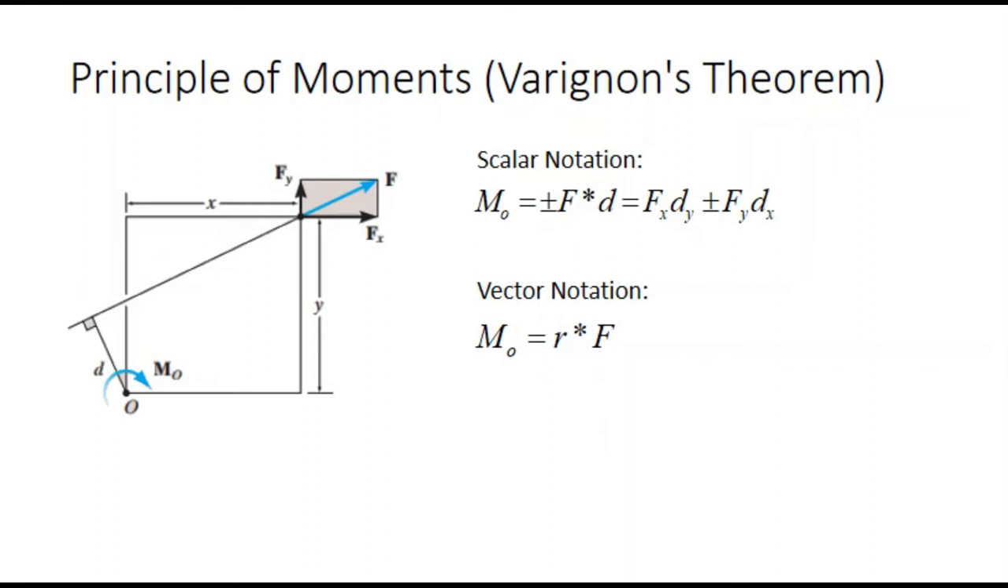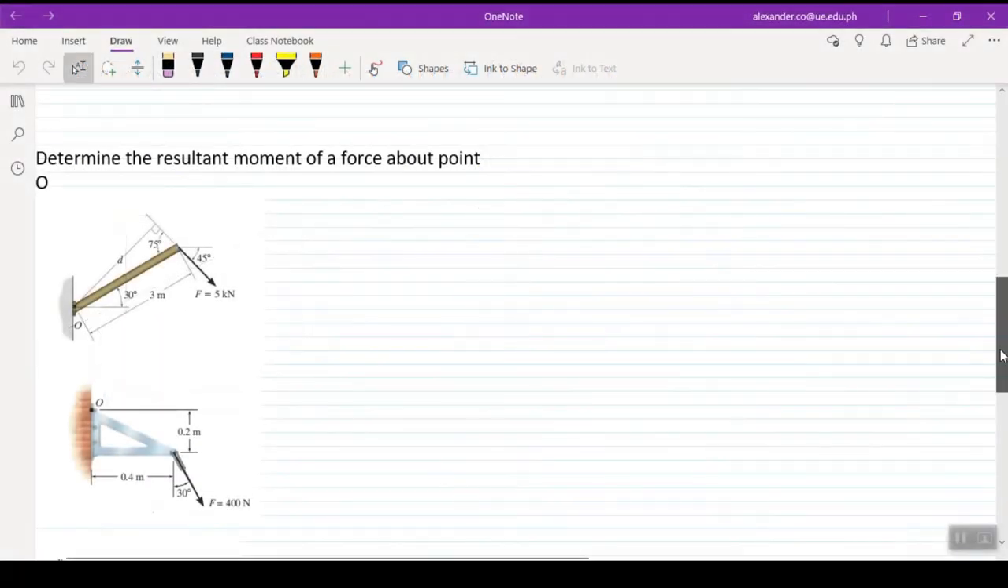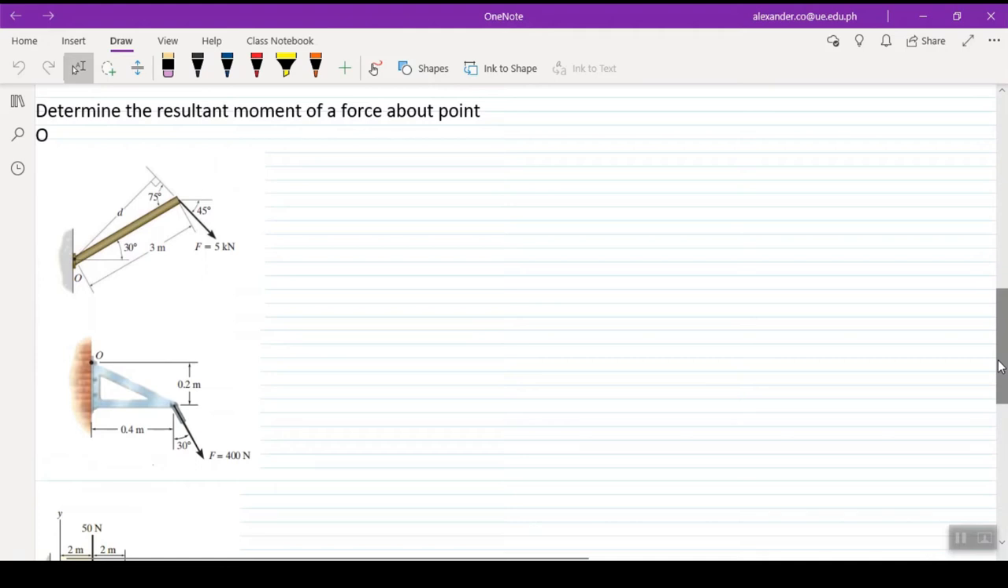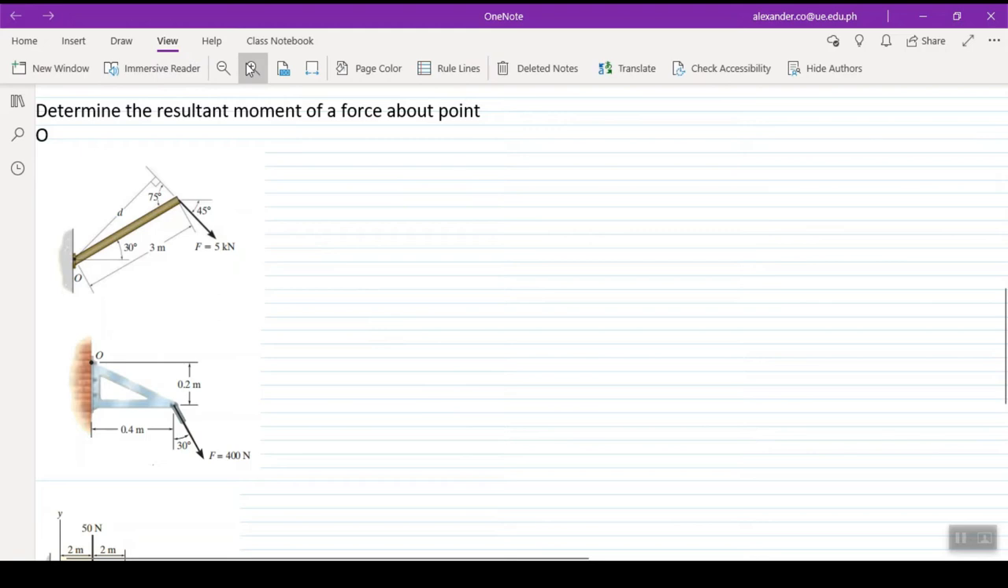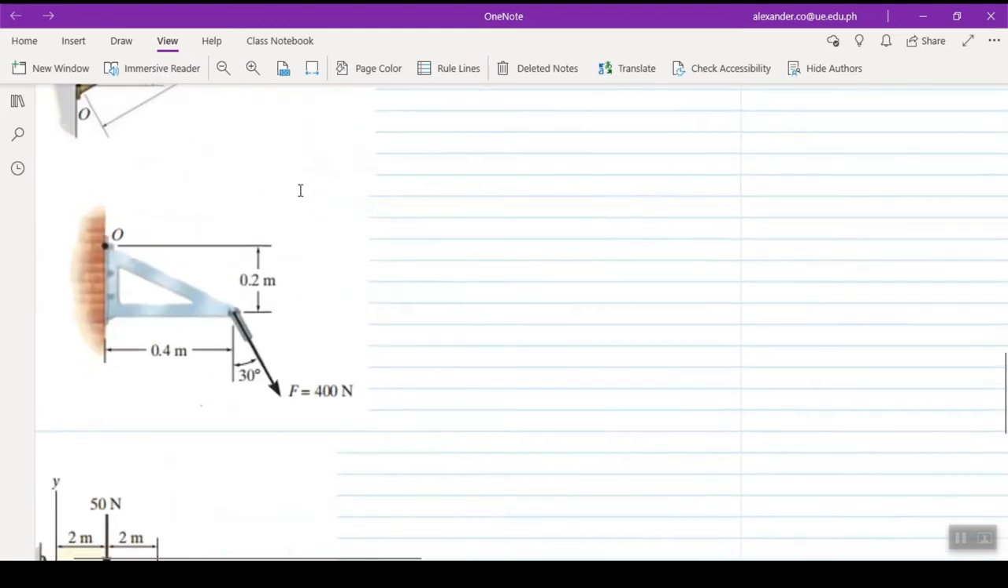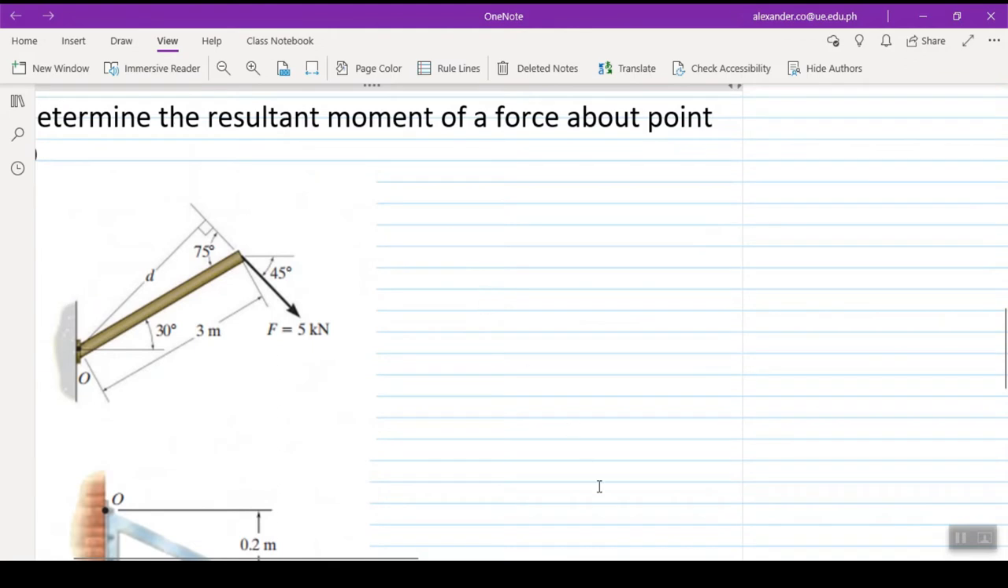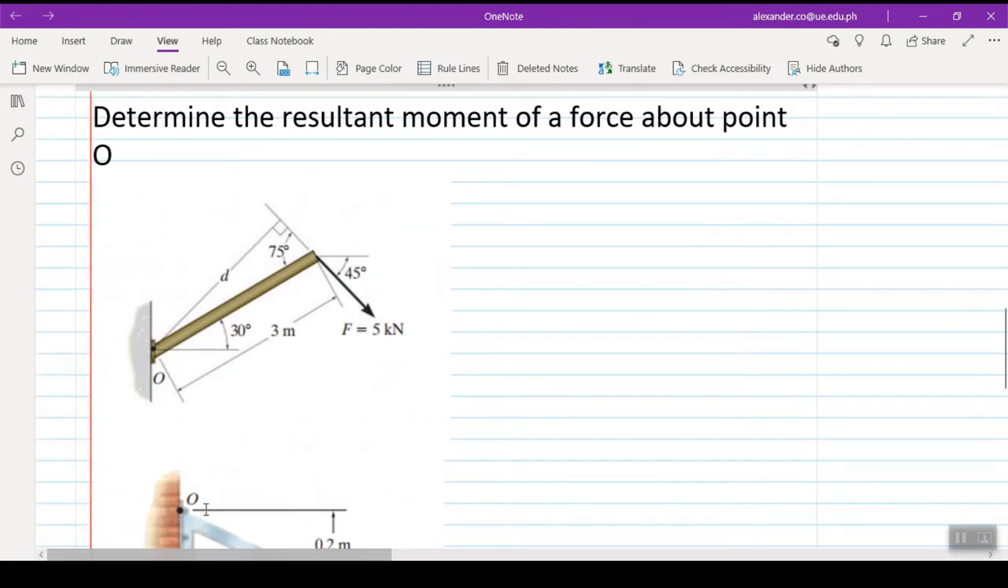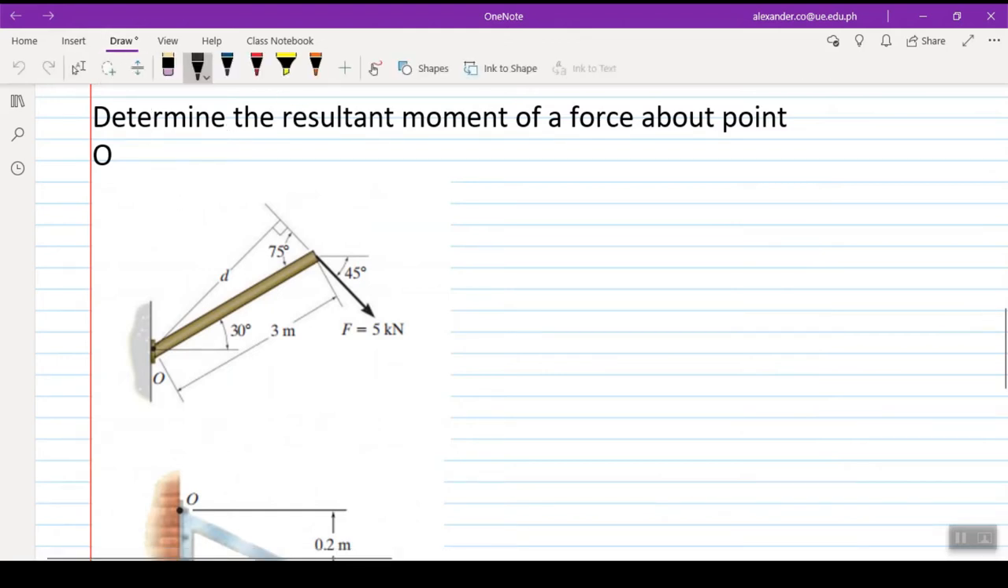So, I have a sample problem. Okay. So, sample problem tayo. I have prepared 1, 2, 3. Okay? Sample problem. Ang tanong is determine the resultant moment of a force about point O. Pisahan natin, syempre, sa problem 1. Okay? Lakihan lang natin ng konti. Yan. Para mas madaling maintindihan. Okay. So, yung moment, saan tayo magmo-moment? Dito sa point O. Okay?